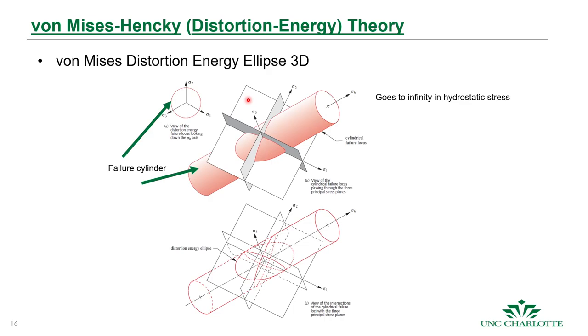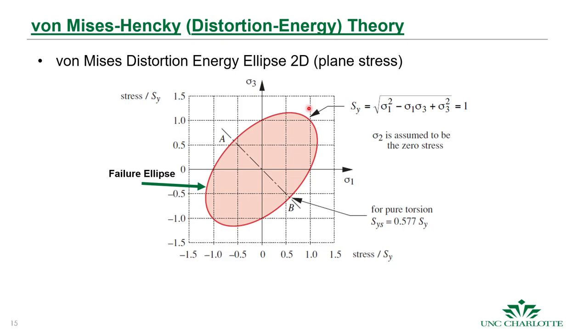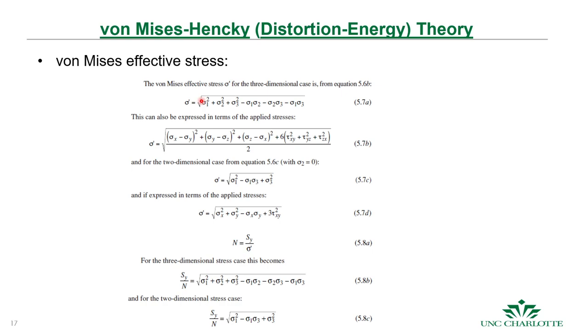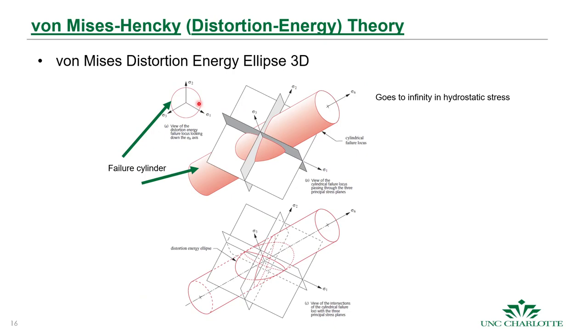This is what it looks like if we take the hydrostatic stress and plot it and look at the intersection of sigma 1, sigma 2, and sigma 3, and we can look at that at different planes, and that's how we get this ellipse here. This is actually the intersection of the hydrostatic stress cylinder with the two-dimensional state of stress. All right. So the von Mises effective stress is this expression here that we just derived. That comes from this distortion energy theory.